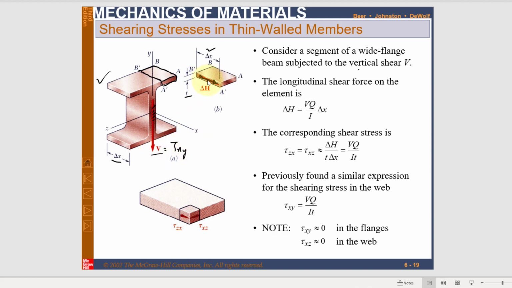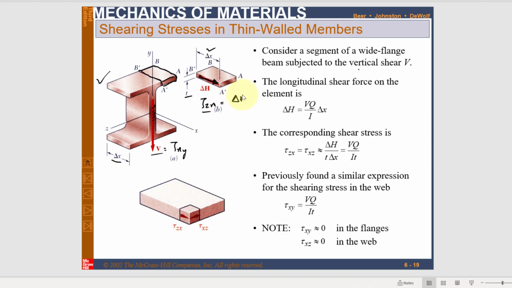Now this horizontal shear force is actually tau of zx. How? You can see this face is perpendicular to z and it is in the direction of x. So that is tau of xz. So the shearing stress in the flange is tau of xz while the shearing stress in the web is tau of xy.